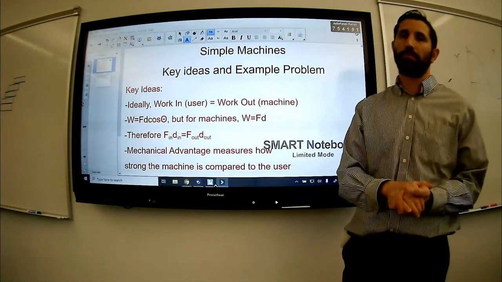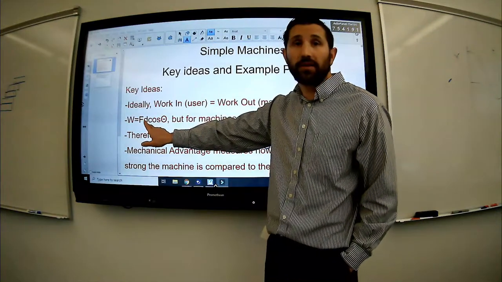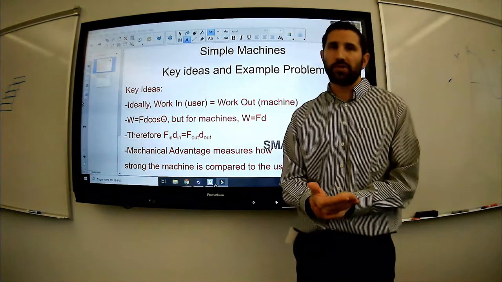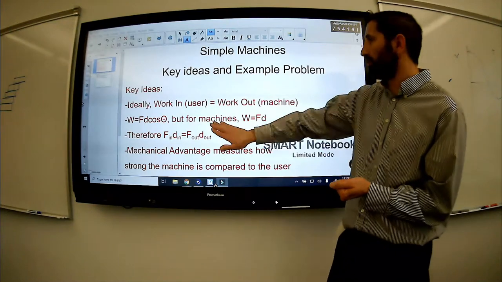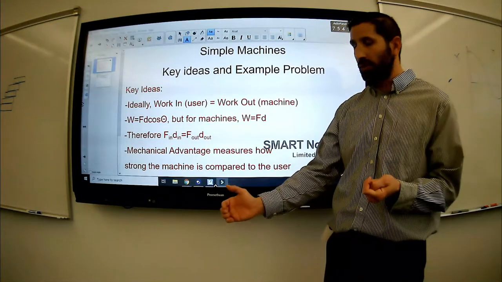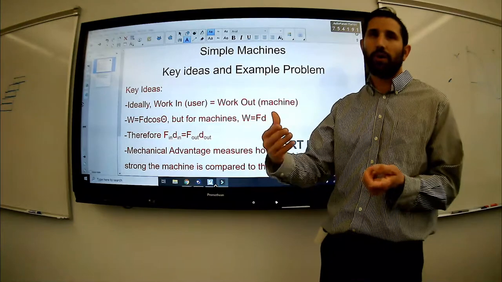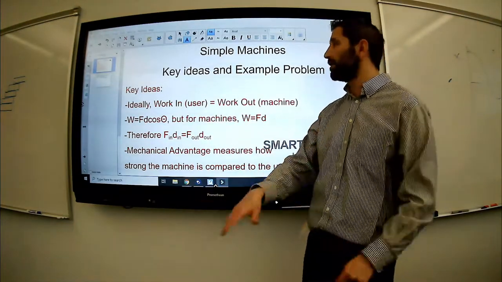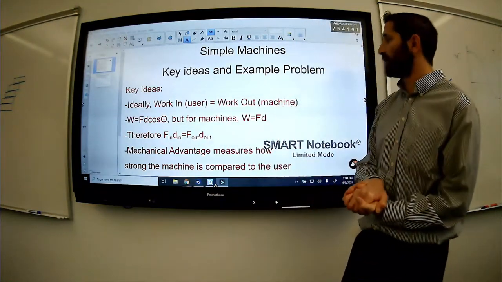Now, if you remember, work is F, the force, times D, the distance, times the cosine of the angle. But when we're talking about machines specifically, we can actually reduce that to just force times distance. We don't have to worry about the cosine. And the reason for that is, if you think about it, the pulley is always going to lift the object upwards in the direction that the object is moving. So the direction of motion and the direction of the force are aligned. So for that reason, we don't have to worry about dealing with the cosine when talking about machines.